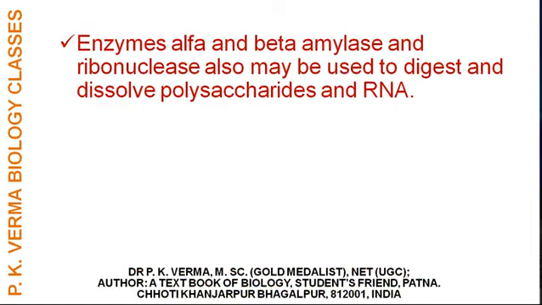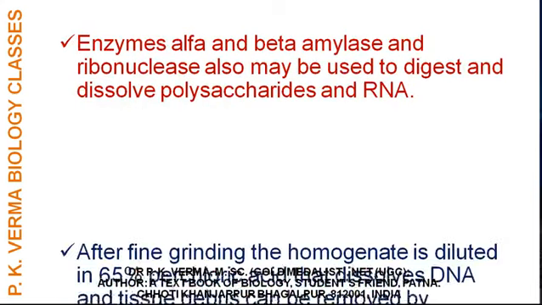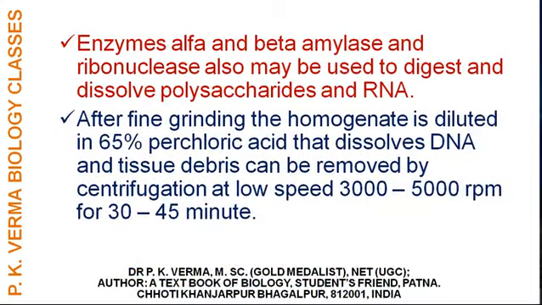Enzymes alpha and beta amylase and ribonuclease may also be used to digest and dissolve polysaccharide and the RNA. In animal tissue, cellulase is not needed because there is no cellulose. Only the protease and ribonuclease, or hardly beta amylase, is needed.